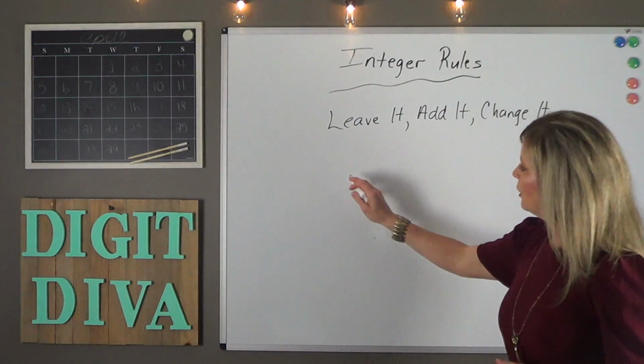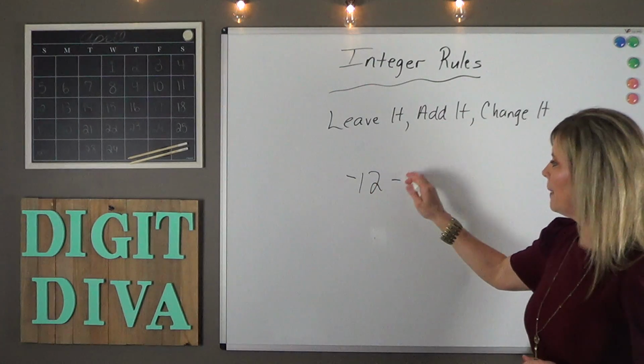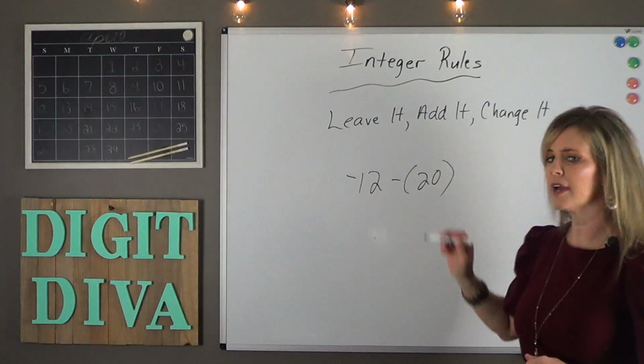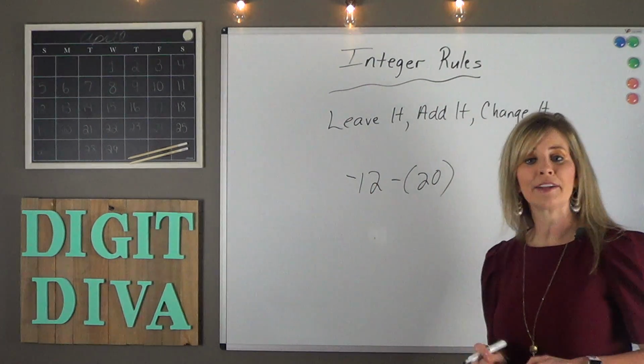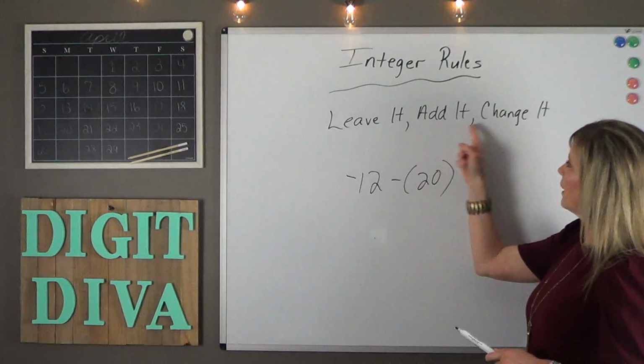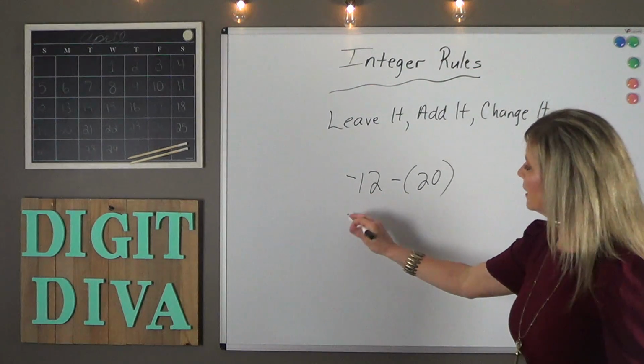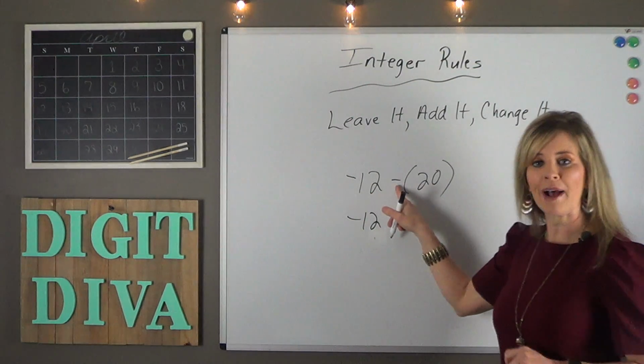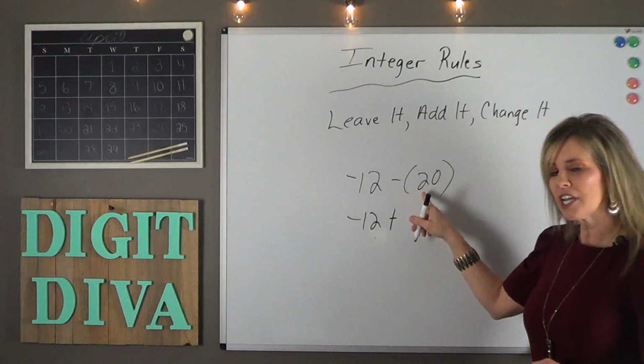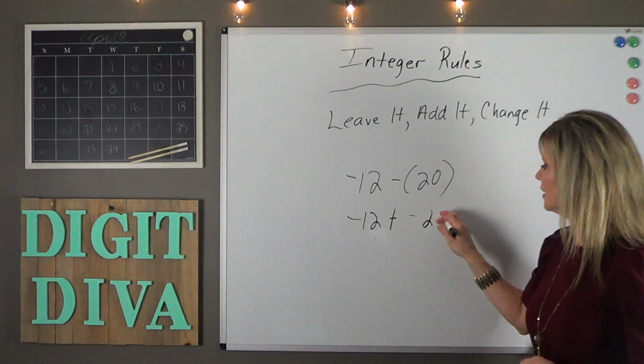All right. So how about negative 12 minus 20? Okay. So negative 12 minus 20. Again, always go back to your catchphrase: leave it, add it, change it. So leave negative 12 alone, change your minus sign to addition, and change positive 20 to negative 20.